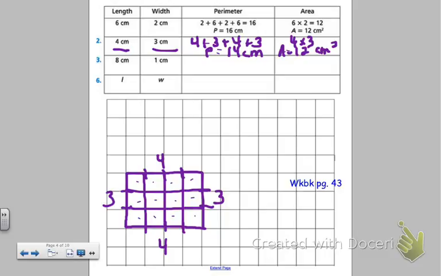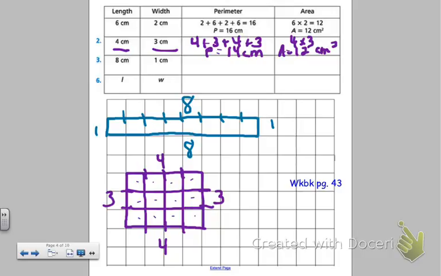Let's see. My next rectangle has to be 8 centimeters long and 1 centimeter wide, which means it's going to look something like this. It's going to be a skinny rectangle. And if I want to, let's see, this is 8 obviously, and this is 8 here. You can see the little tick marks breaking it up into 8 sections. And then of course it's 1 centimeter long on each side.